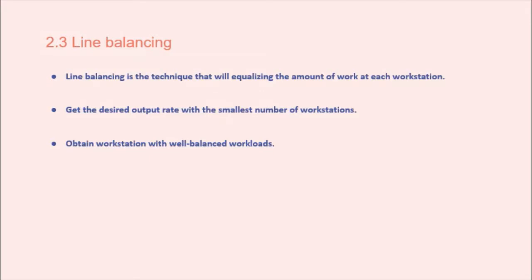Next, the third industrial engineering tool, which is line balancing. Line balancing is the technique that equalizes the amount of work at each workstation. By using line balancing, we will get the desired output rate with the smallest number of workstations, and we will also obtain workstations with well balanced workload.